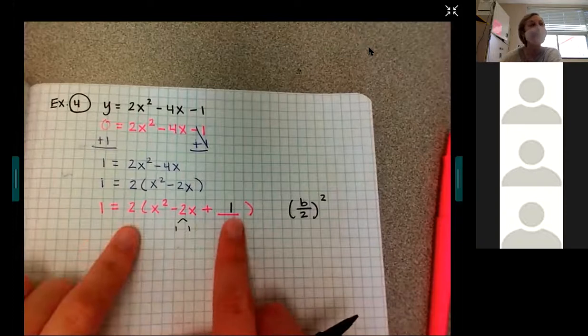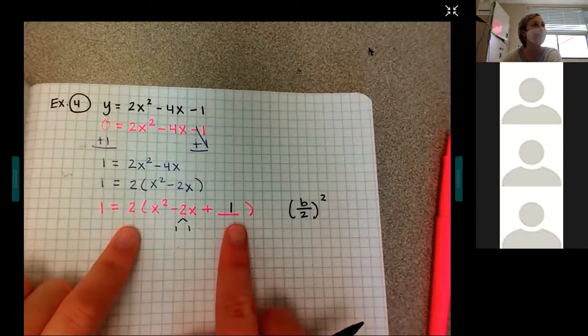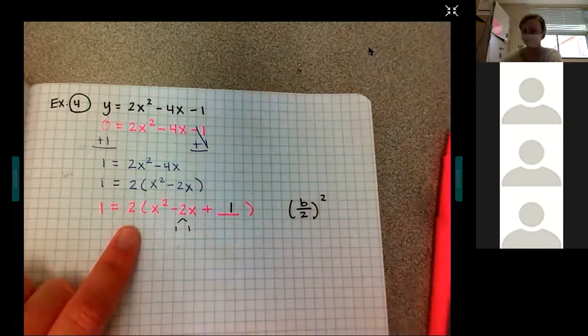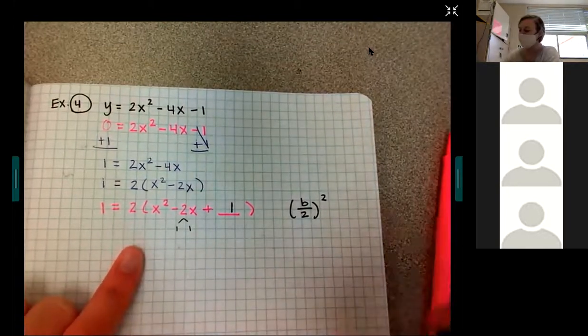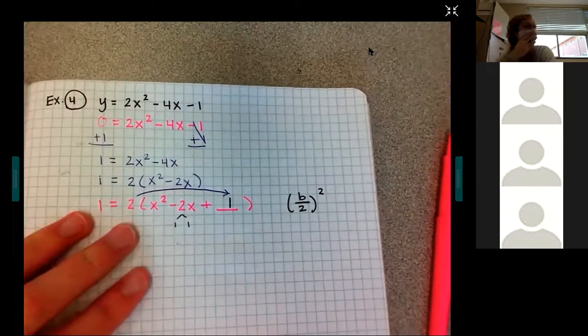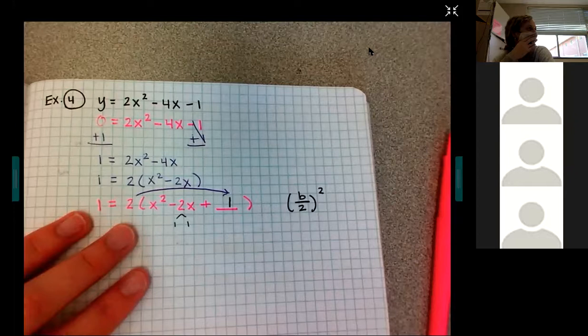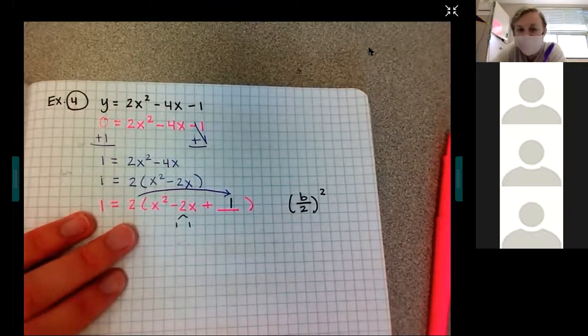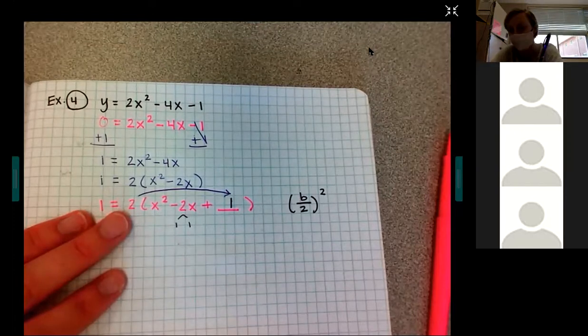What did I really add to the right-hand side? Nope. Everybody always says a 1. Yes, it's a positive 1, but it's not what we added. What does that 2 on the outside mean? Okay, good. Here we go. We're not distributing the 2.